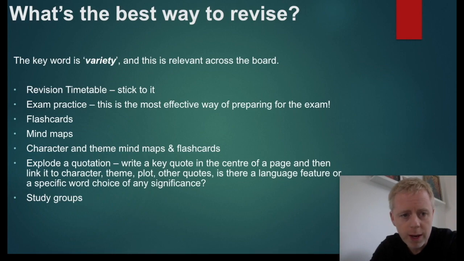There's a load on my website, just exam questions, and just keep practicing the exam questions under timed conditions. It will highlight for you where the gaps are, where you need to improve, whether you can remember quotations or not. However, I do appreciate that can be quite repetitive and boring and mundane, and you do need to vary it up a little bit.